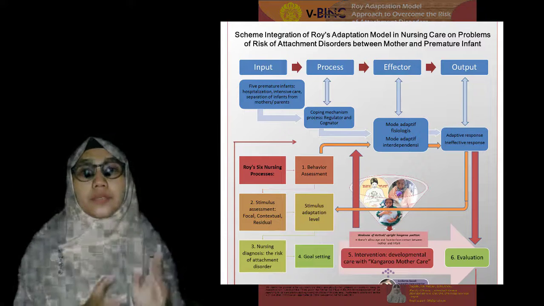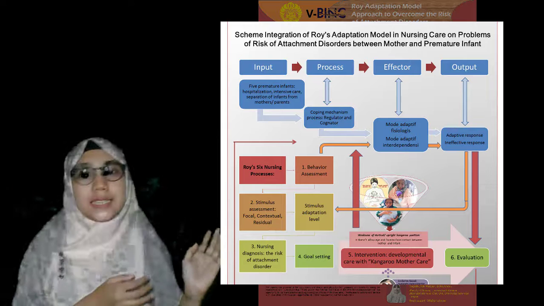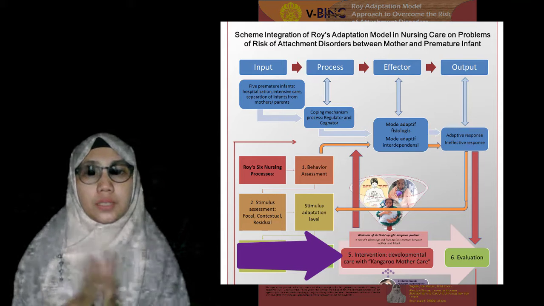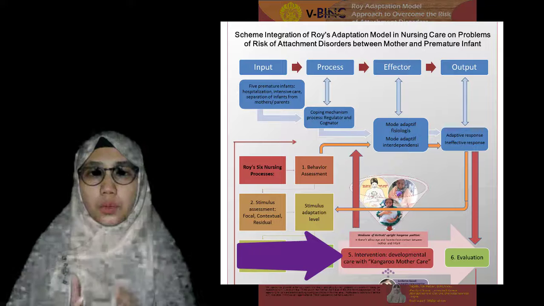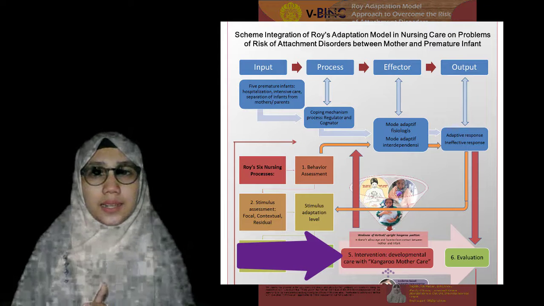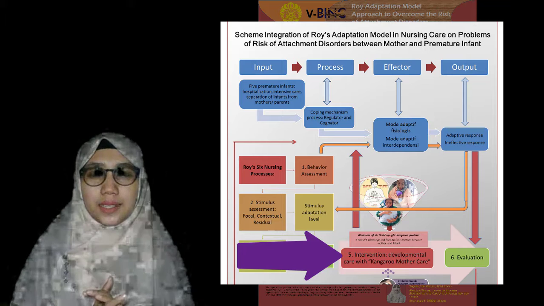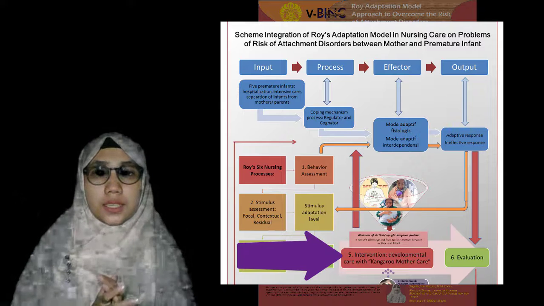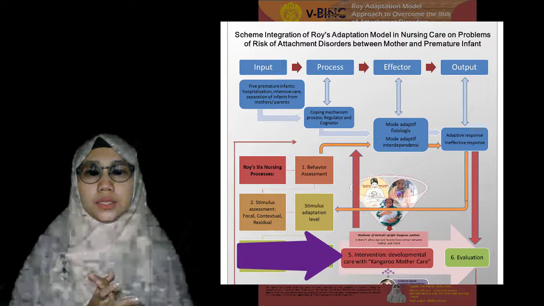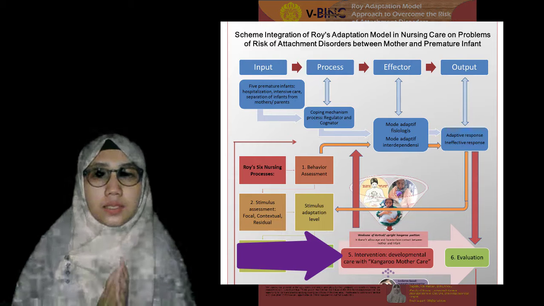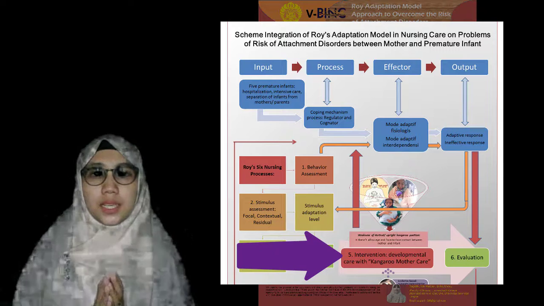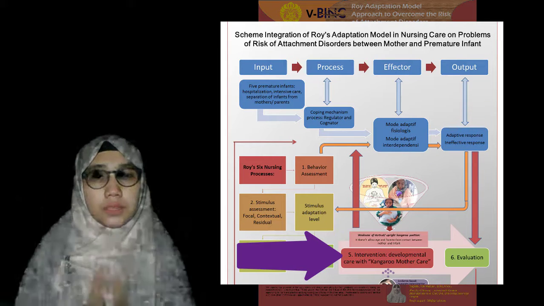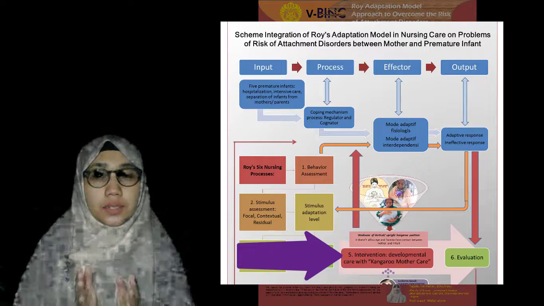And then the 5th step of Roy's nursing process is intervention. One of the interventions undertaken to address the problem of the risk of attachment disorders in this case study is the implementation of developmental care. This is kangaroo mother care. In the practice of kangaroo mother care, besides being able to facilitate the attachment between mother and premature infant, there are so many research and studies that have proven its benefits. It is increasing infant weight, creating psychological stability in infants, and reducing maternal anxiety.